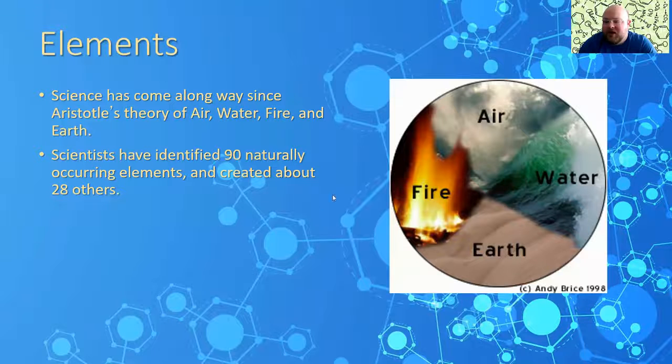Initially, people thought there were four elements: fire, air, water, earth. Avatar: The Last Airbender. Science has come a long way, though, since that time, back in Aristotle's day. So we now know that there are 90 naturally occurring elements, and humans have created about 28 more. So there are quite a few more than four on the periodic table.